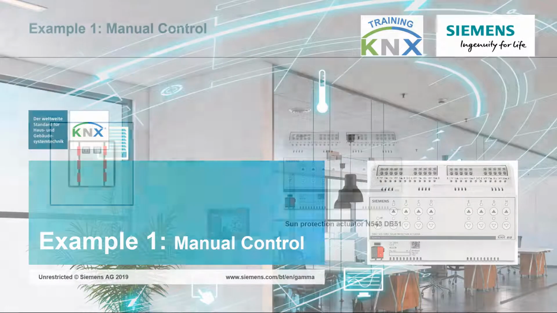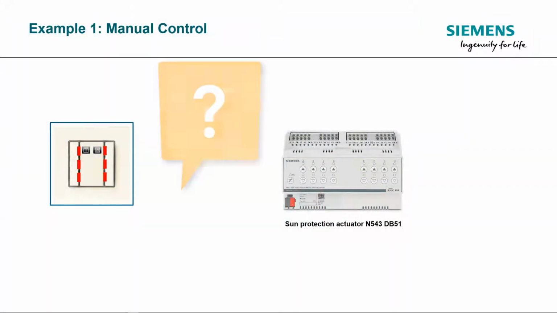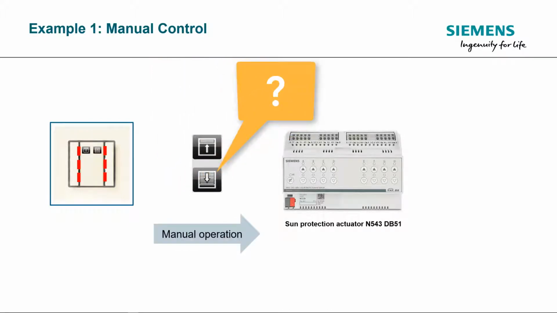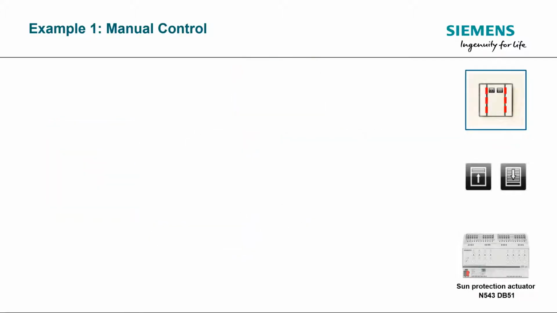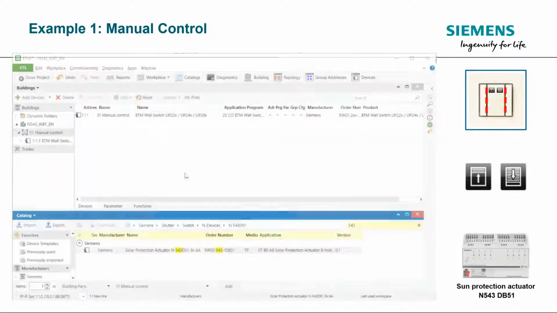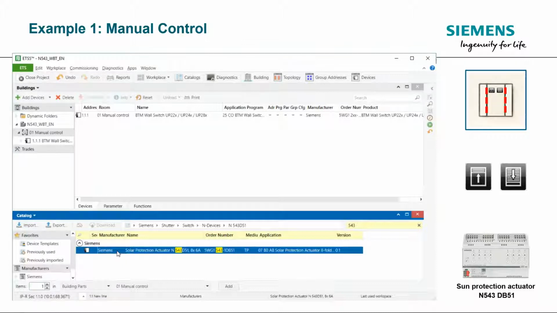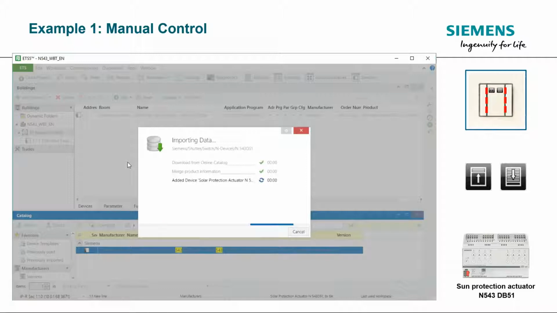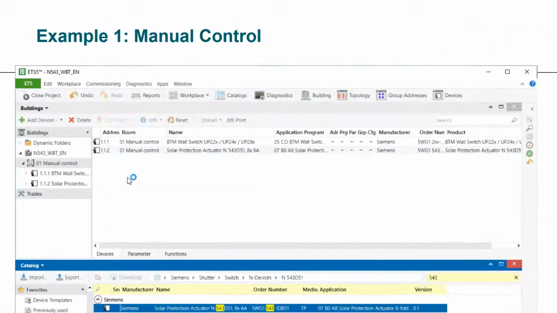Application Example 1. Standard setting for manual sun protection control. We want to control the sun protection actuator N543 manually and consider which settings are to be made. First, I insert a sun protection actuator N543 from the online catalog into the prepared ETS project.